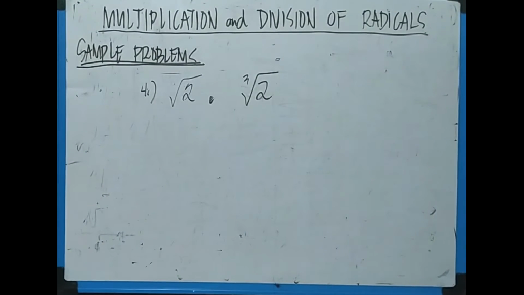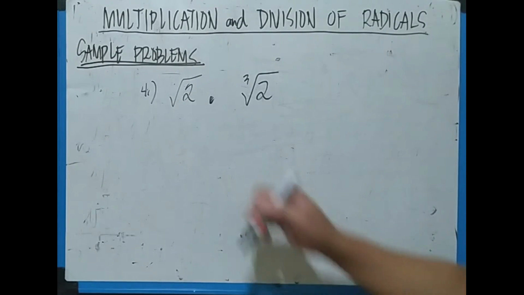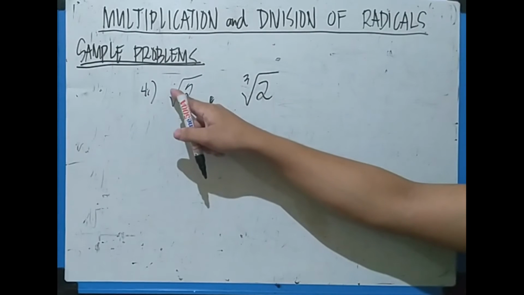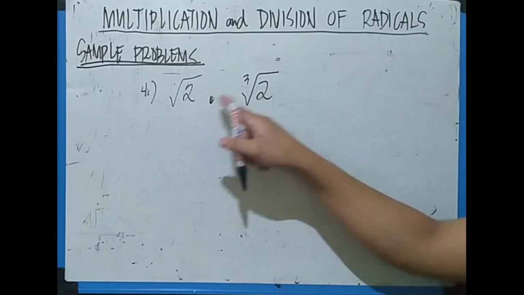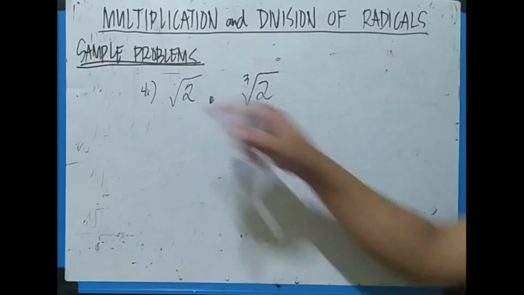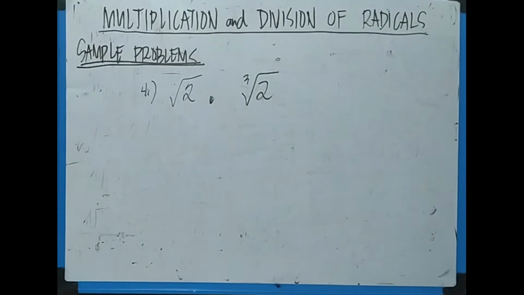Okay, for sample problem number 4, guys, if you noticed earlier, they have different indexes. This one has an index of 2, and this one has an index of 3. So we cannot multiply them as 2 times 2 since the indexes are different. Okay, here is the solution for this.